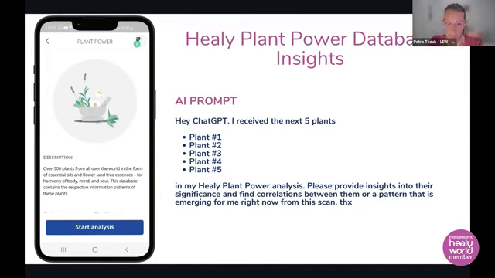And then just pop them in here, 1, 2, 3, 4, 5. And then what we are asking an AI is we are telling them we received the next 5 plants. These are the plants that came up in my Healy plant power analysis. Please provide insights into their significance and find correlations between them or a pattern that is emerging for me right now from this scan. So I'm going to show you now what comes up.